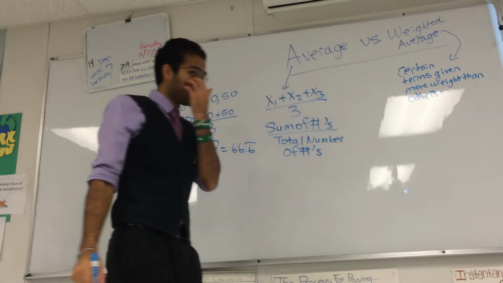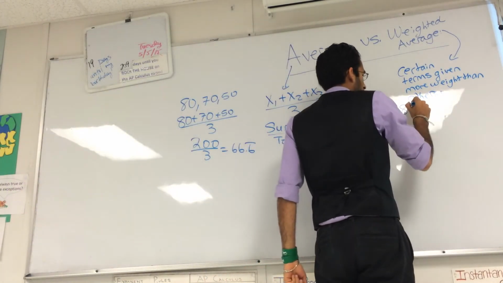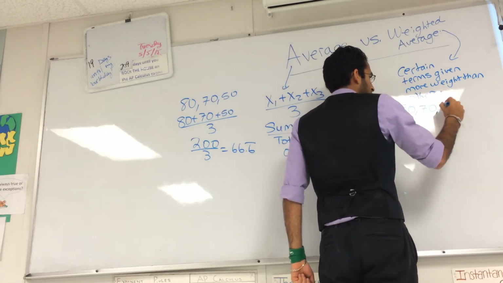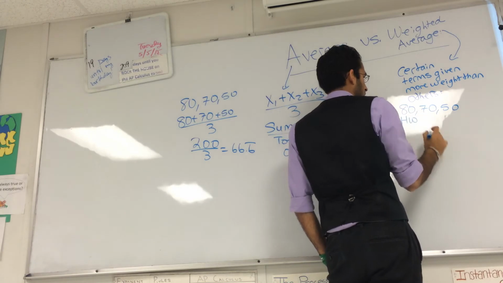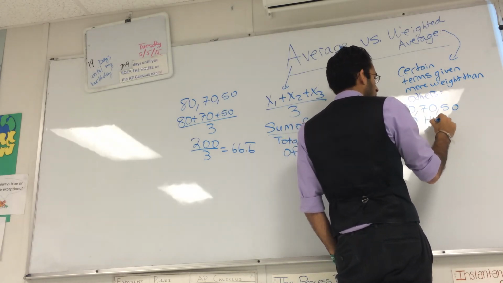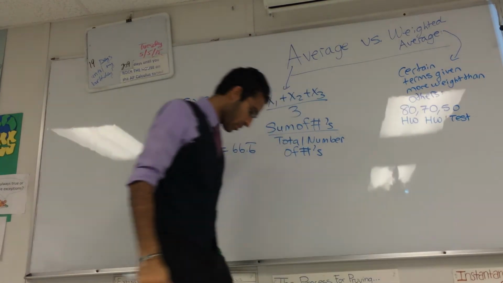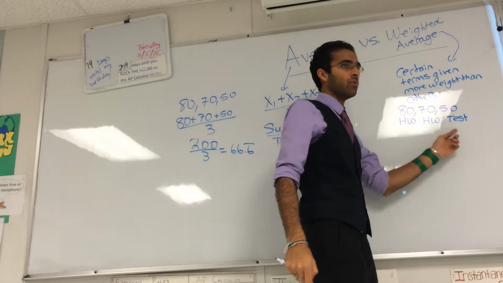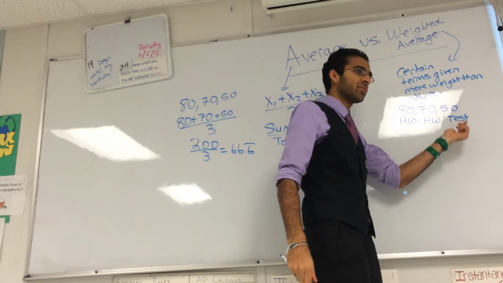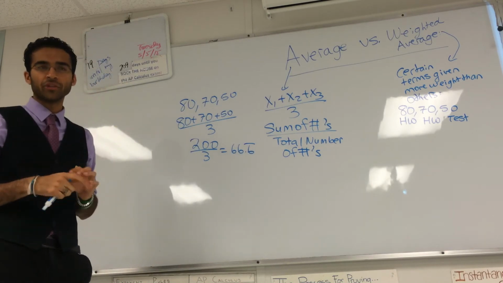Well, let's take this exact same example. The person got an 80, a 70, and a 50. Maybe the 80 was on the homework, the 70 was also on a homework, and the 50 was on a test. So we don't want the homework and the test to be equal. The test covers more material. It should be counting as a greater percentage of your grade.